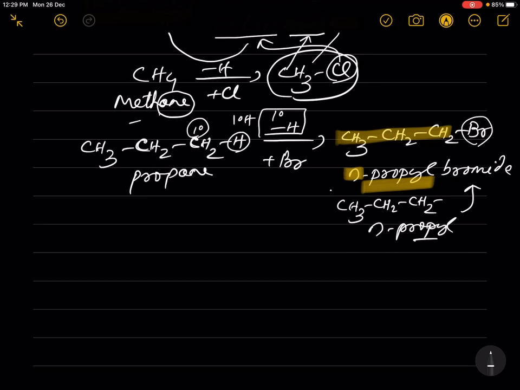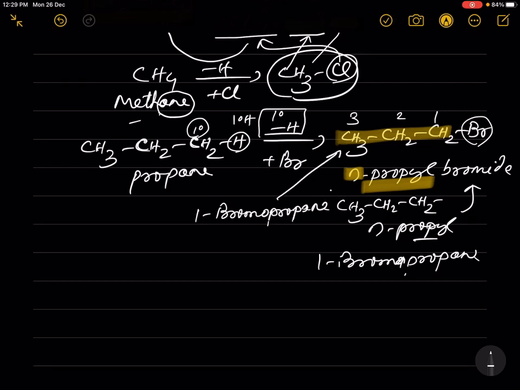This is a haloalkane, n-propyl bromide, and its IUPAC name is 1-bromopropane. Let me write again: 1-bromopropane.